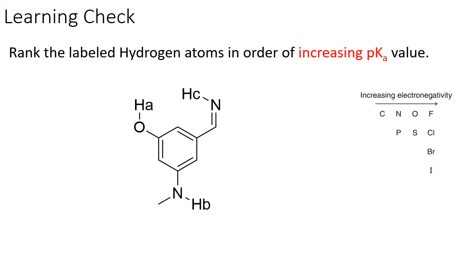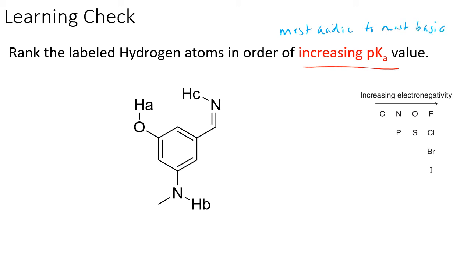Let's do an example. Rank the labeled hydrogen atoms HA, HB, and HC in order of increasing pKa value. So we want to think about what increasing pKa value means. If the pKa is getting greater, it's getting more basic. So we're going from most acidic to most basic when we rank these.